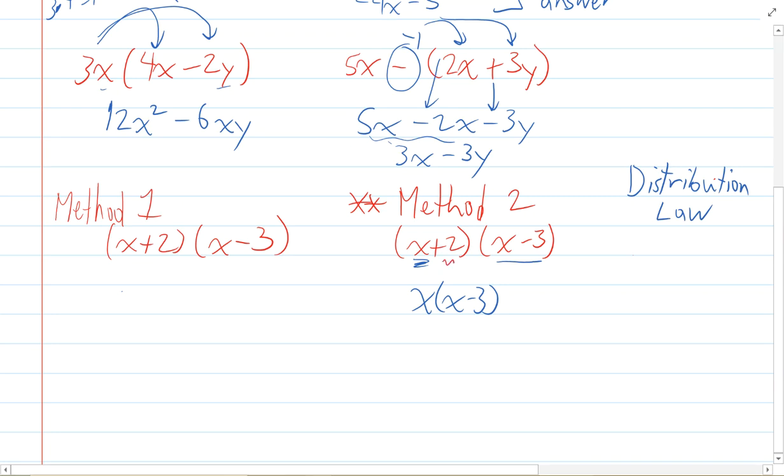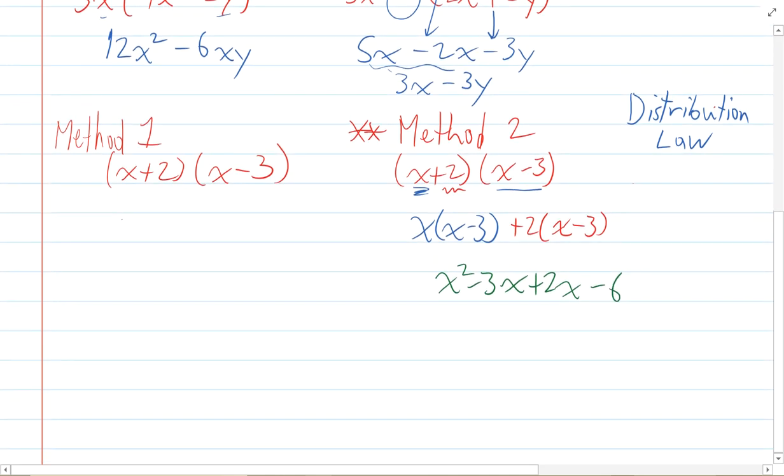We then take our plus 2 and we multiply it by all the terms, x minus 3. And so when we combine them, what we get is x squared minus 3x plus 2x minus 6. So we multiply in now. And then, of course, we always have to combine our like terms, which are going to be in the middle. And that's our final answer.